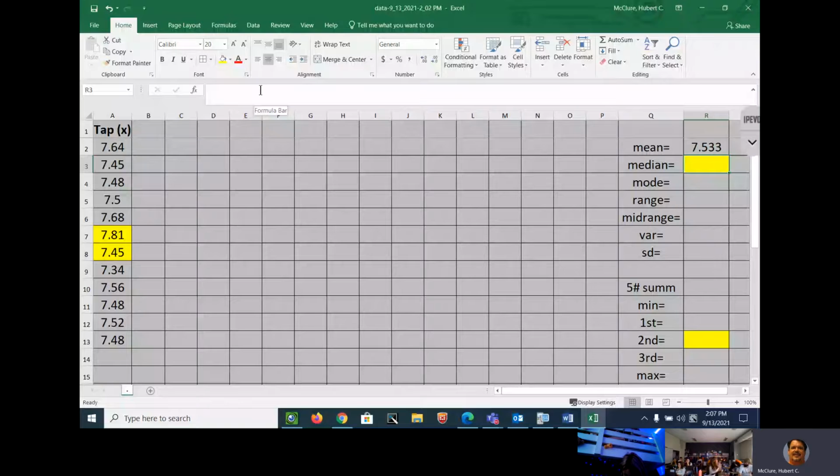All right, now the mode. I don't really care about the mode because these are decimals. I doubt very seriously there's a mode with decimals, so I'm going to say NA. And if you find the mode, that's great. I'm just not going to worry about it. Range is equal to the highest minus the lowest.